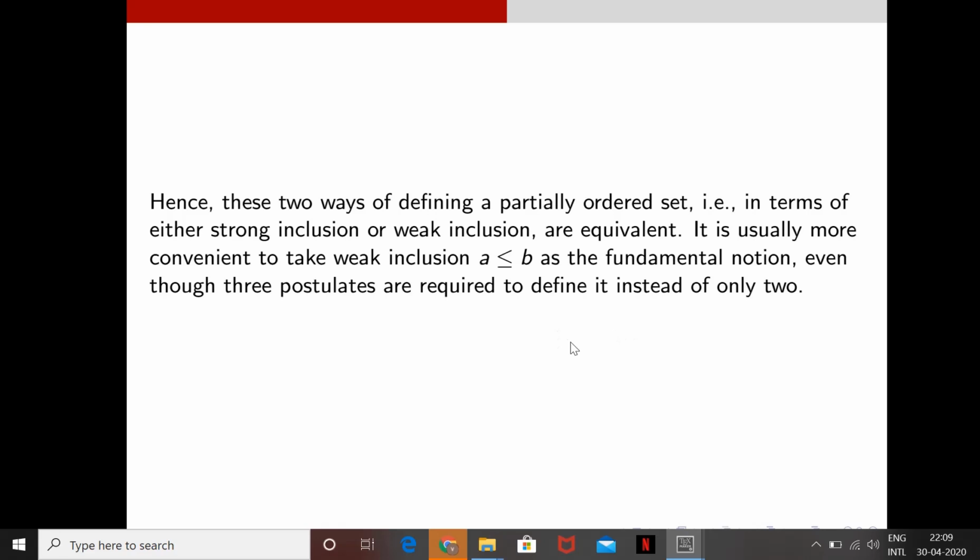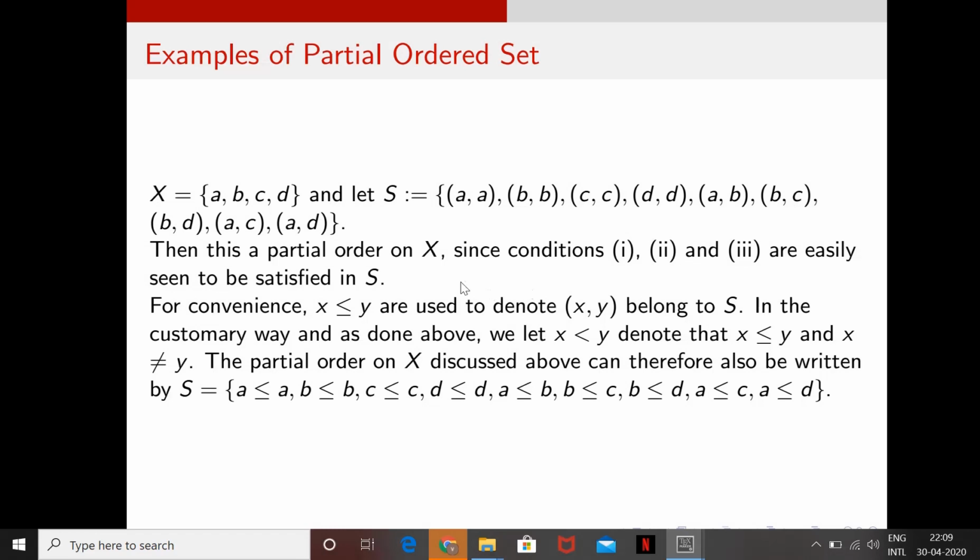As we've seen in that weak inclusion, we have used three relations, but in strong inclusion, we have only used two relations. But the fundamental notions go with proving three relations. Now, let's go through an example of a partial ordered set.